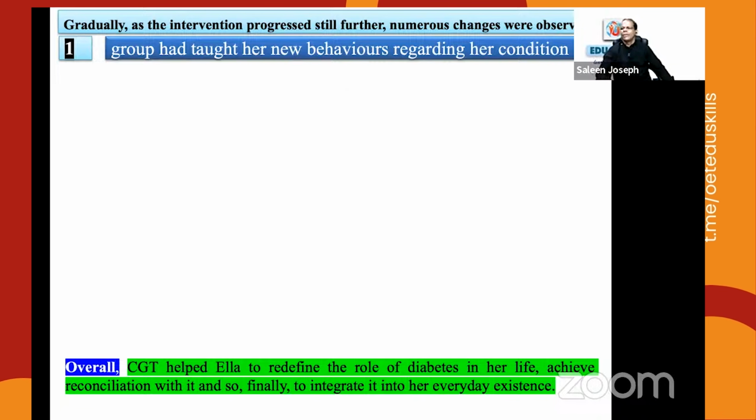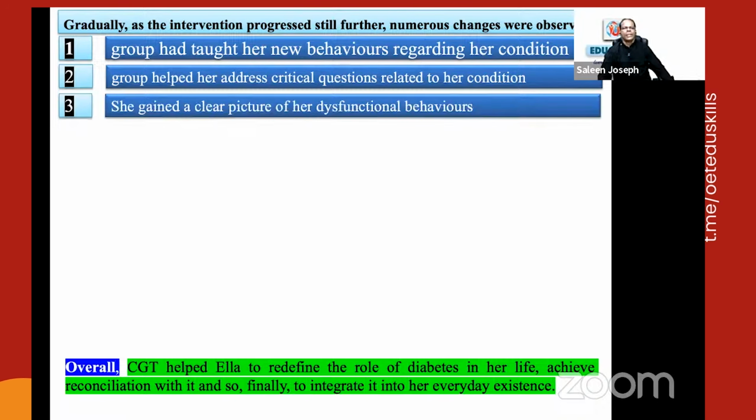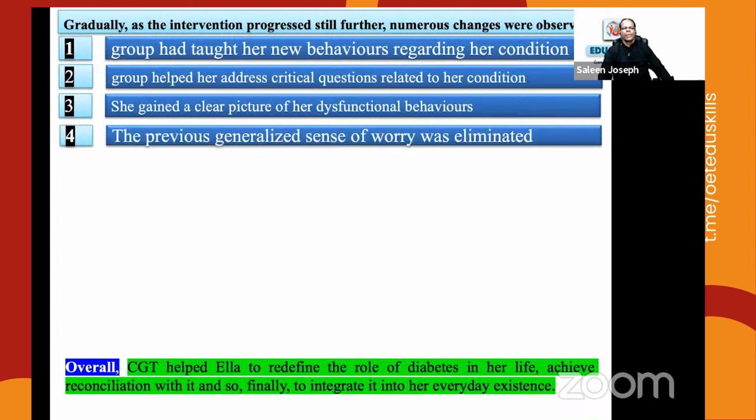In this paragraph, it is given, I am putting it in numbers. 1. Group had taught her new behaviors regarding her condition. 2. Group helped her address critical questions related to her condition. 3. She gained a clear picture of her dysfunctional behaviors. 4. The previous generalized sense of worry was eliminated.